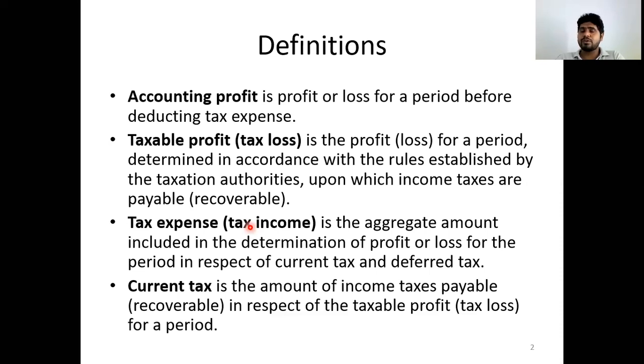If you make a profit, we assume it's a positive tax, attributable to the government. If a company makes losses, it is a negative tax. It means it's a credit, right? So that amount is called tax income, not tax expense. It's a tax income, negative tax, right? Tax income.